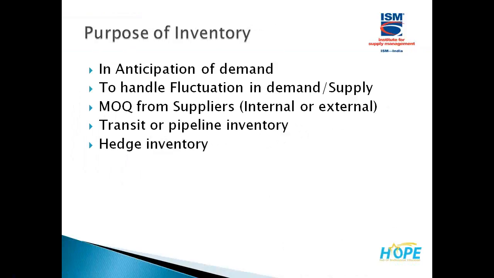Now, the supplier can be internal supply or external supply. So it is called lot size inventory, or minimum order quantity based inventory. Suppose our need is 10 tons of steel and the supplier supplies a minimum of 25 tons, so 15 tons is the MOQ inventory.